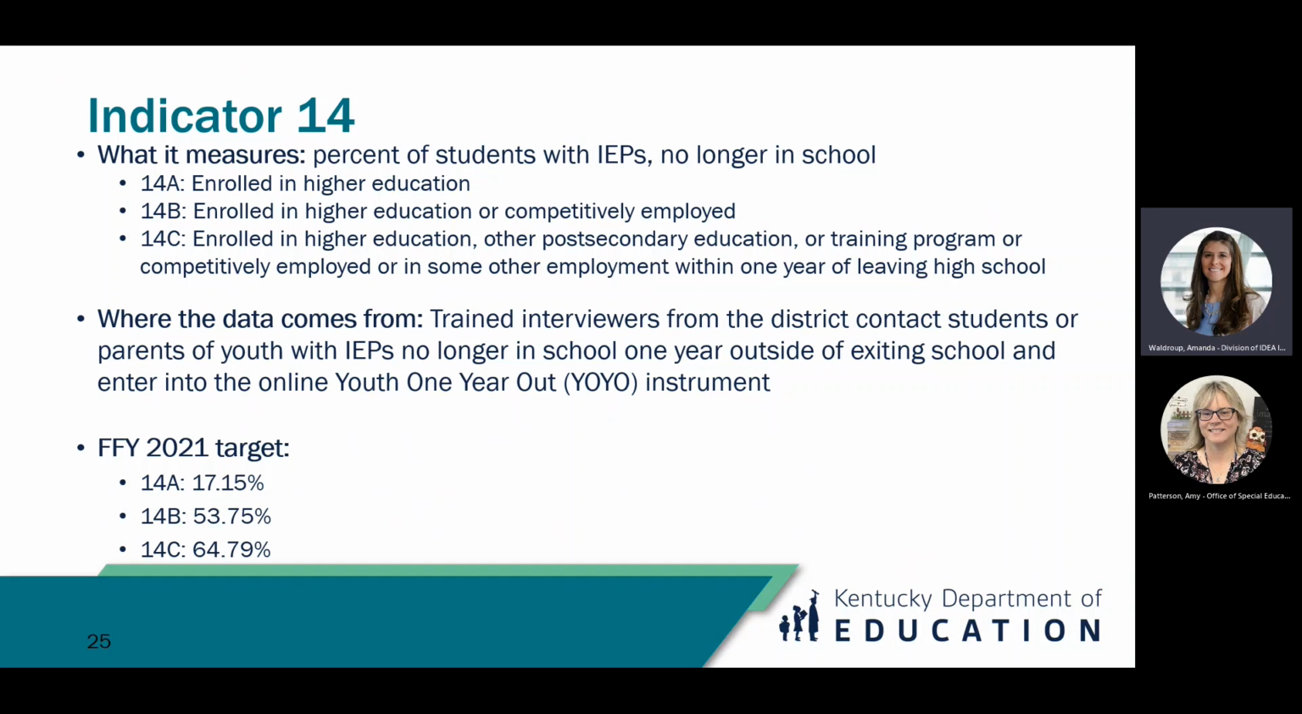And so the data comes from the Youth One Year Out instrument. Trained interviewers from the district contact students or parents of youth with IEPs that are no longer in school 1 year after exiting school. All of that information is entered onto the Youth One Year Out instrument, or the yo-yo instrument. And so you can see the targets for FFY 2021 for 14A through C available on the slide.